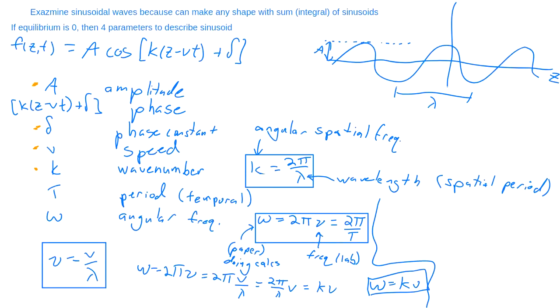So I can talk about a right moving wave. I'm going to distribute that k. So it'll be kz minus kvt, which is the same as minus omega t, plus delta. Right? So this one right here is moving to the right.